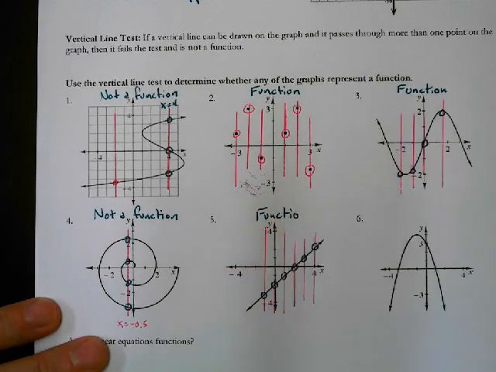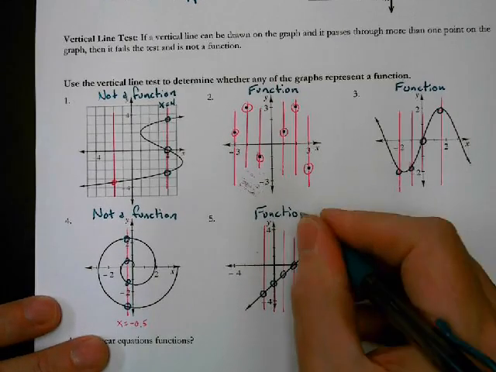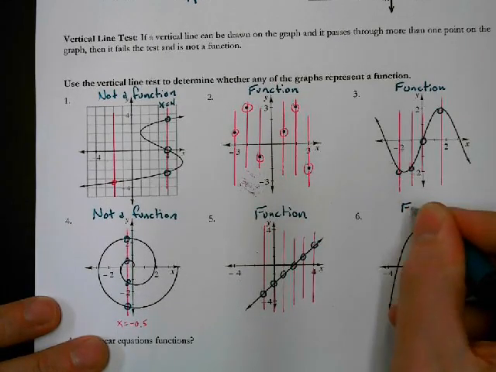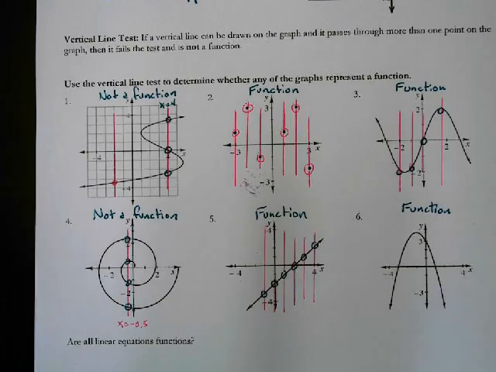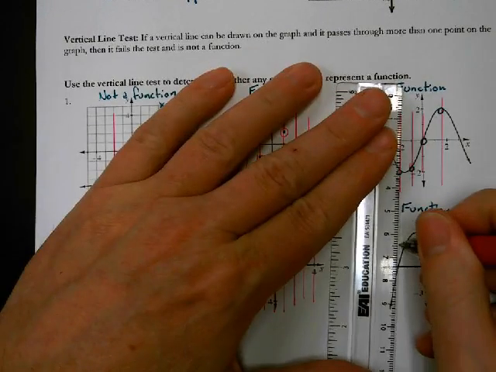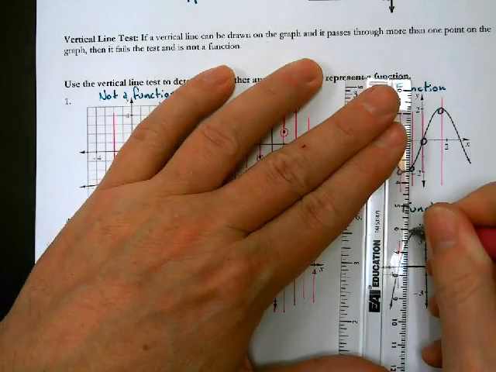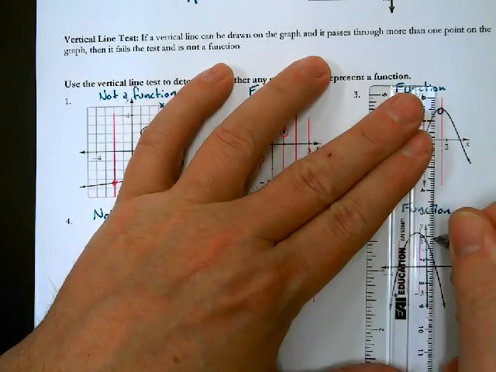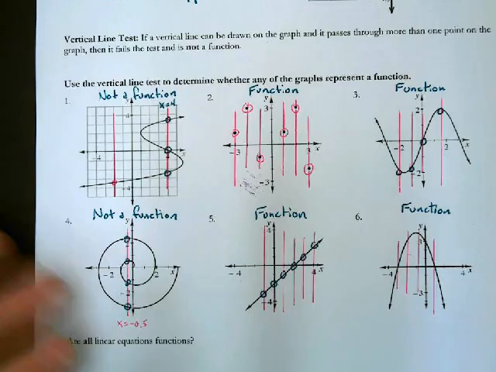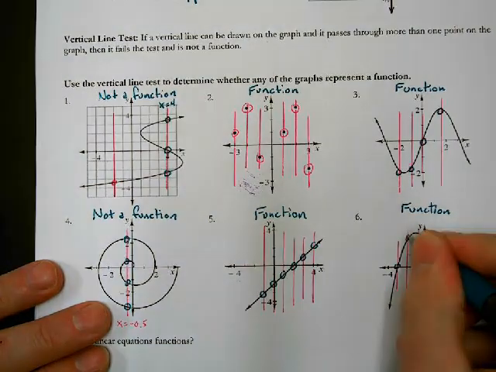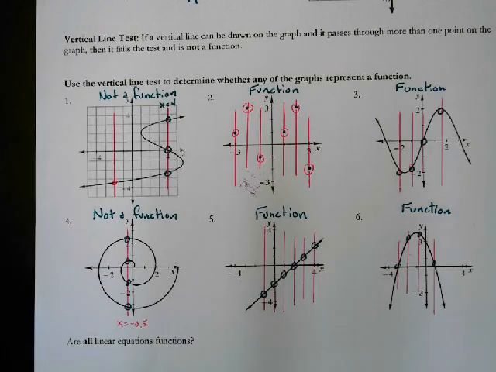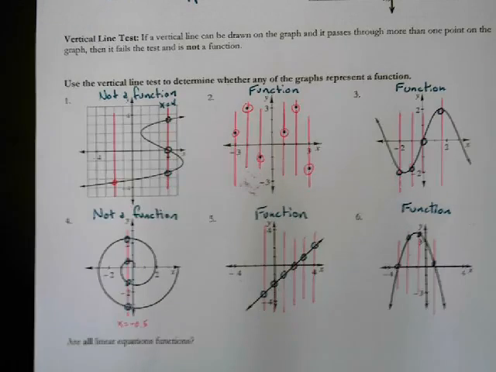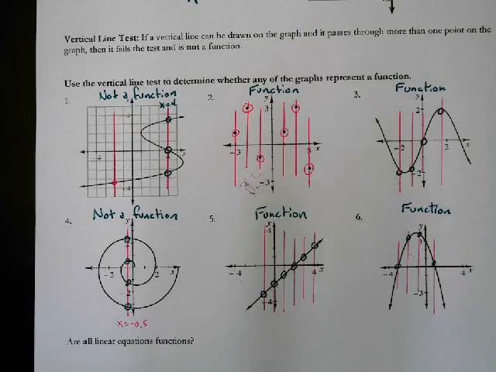Last one, also a function. Anytime I make a vertical line, I can see that I'm only passing through the graph one time. So if I pass through only one time on the graph, we're looking at a function. At no point can I make a vertical line that passes through more than once.